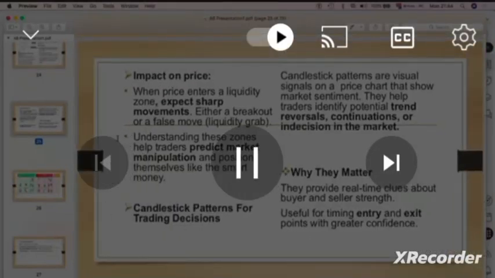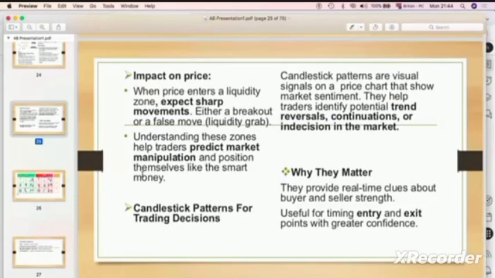Today we'll be talking about candlestick patterns for trading decisions and why they matter in trading. Like we all know, in trading we have what we refer to as charts, and when we talk about candlesticks, we talk about price, we talk about liquidity, and data which represent price in the financial markets. In our own case, trading the crypto market is the same thing, it's the same financial market.